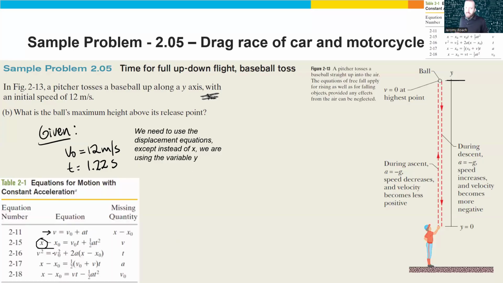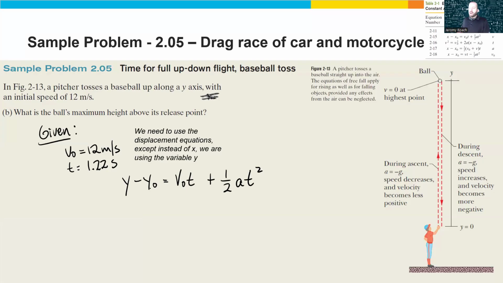Instead of using x, we're going to use y, because it's not moving left and right. It's moving up and down. But it's the same essential equation. So y minus y naught, or final position minus initial position, is equal to the initial velocity times time plus 1/2 times acceleration times the time squared.